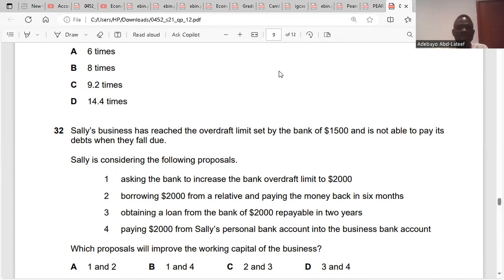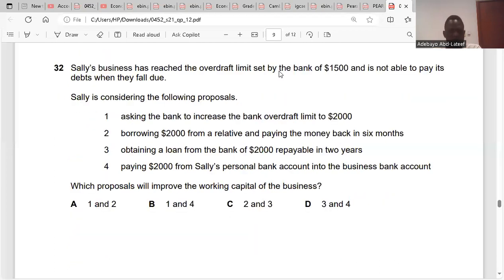Okay. Sally's business has reached the overdraft limit set by the bank of 1,500 and is not able to pay its debt when the fall dip. Sally is considering the following proposals. First, Sally is owing a short-term loan and wants to improve his working capital. So if you're having a short-term loan, you are finding difficulty in paying them.